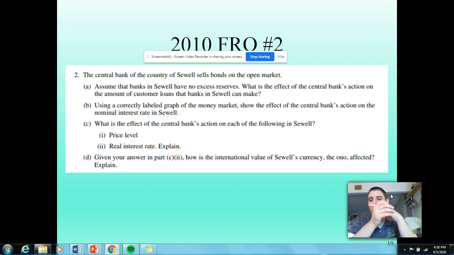Well, if they're buying bonds from commercial banks, right? The commercial banks are giving them the certificates. The Federal Reserve, in exchange, is giving them money. Where is that money going to go? That money is going to go into excess reserves. What can they do with that money? They're going to loan it out. So what's happening to the amount of money that customers or the bank can loan out? It's increasing, right?